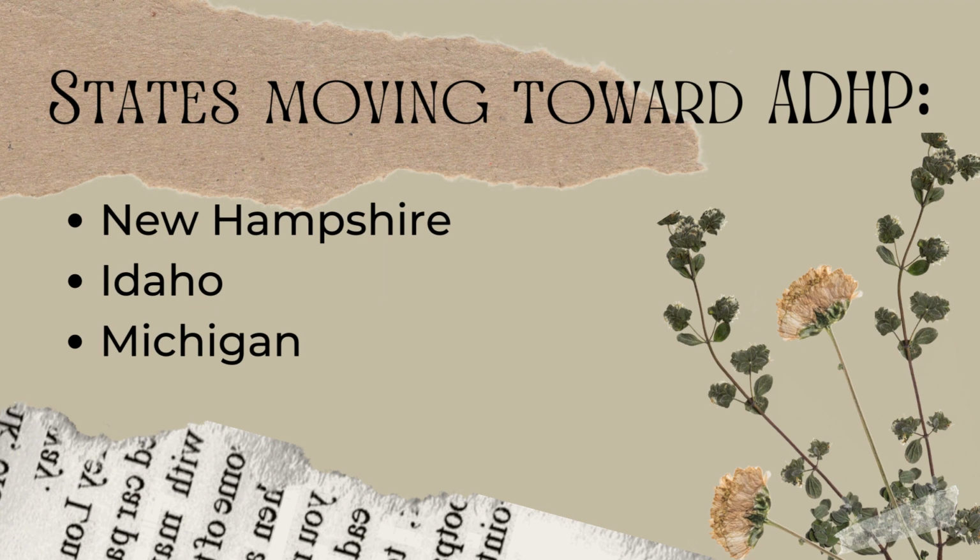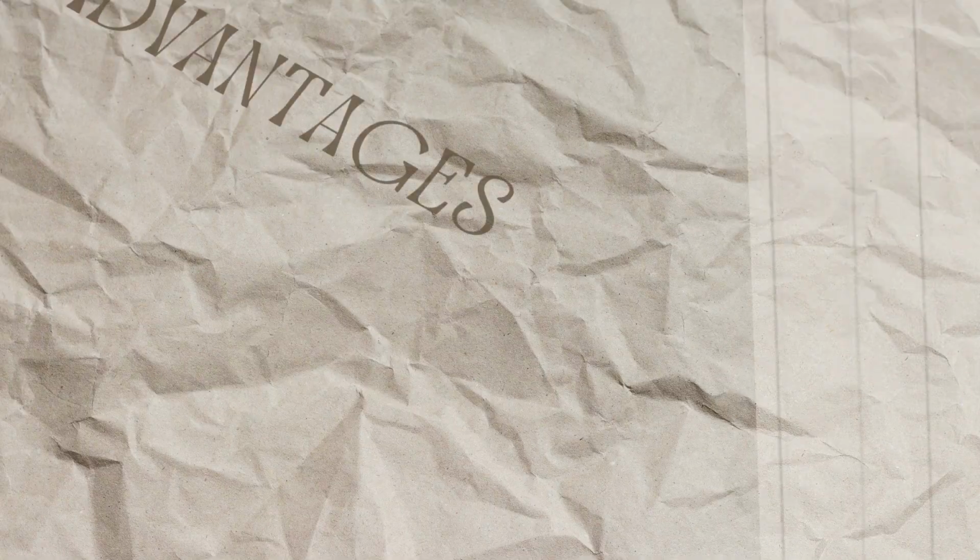These three states are the current states that are trying to create legislation to move their state towards having an ADHP. These states include New Hampshire, Idaho, and Michigan. These three states, per my reviews of several articles and through my research, it seems like their struggle to break through is through finding funding for implementing these programs.